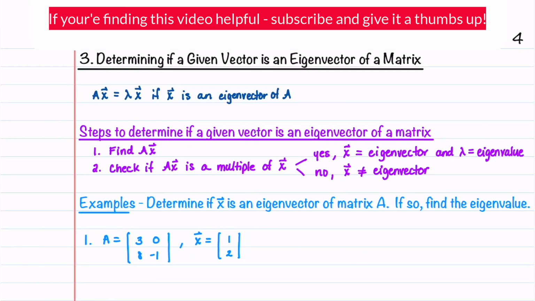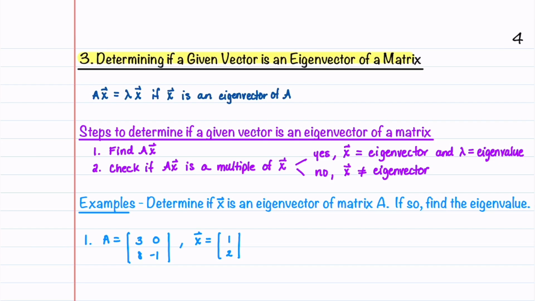Let's now talk about how to determine if a given vector is an eigenvector of a matrix. If x is an eigenvector of matrix A, we say that A times x is equal to lambda times x. To determine if a given vector is an eigenvector of a matrix, there are two steps that we can follow. The first step is to find A times x, and then the second step is to check if A times x is a multiple of x.